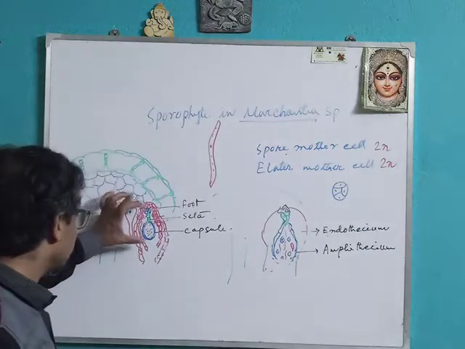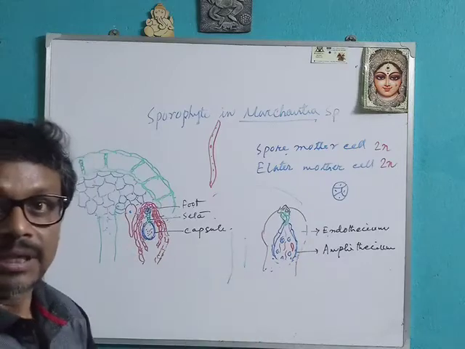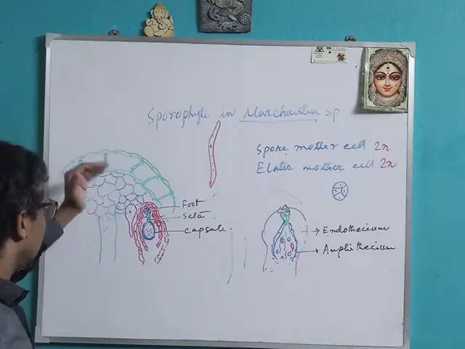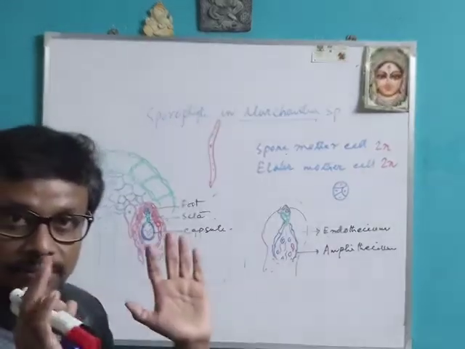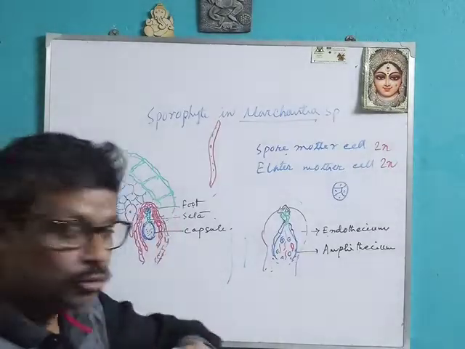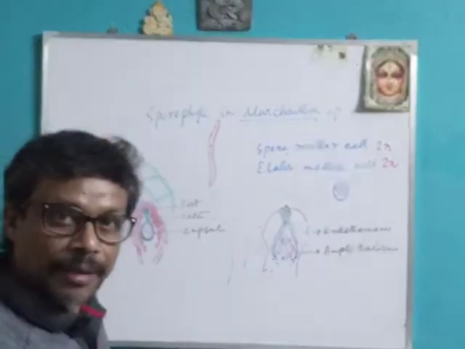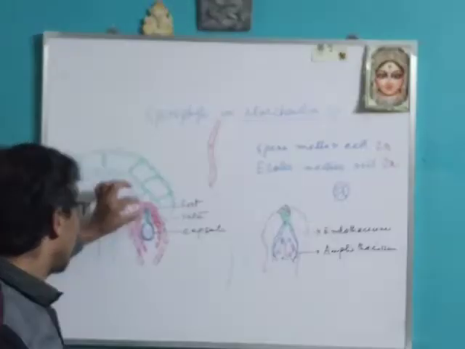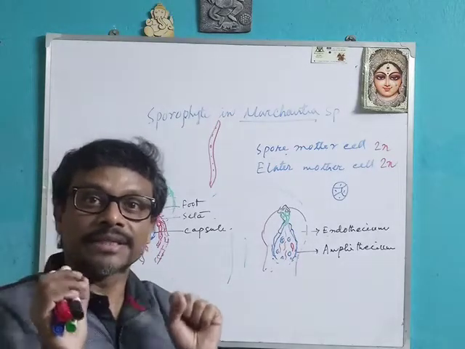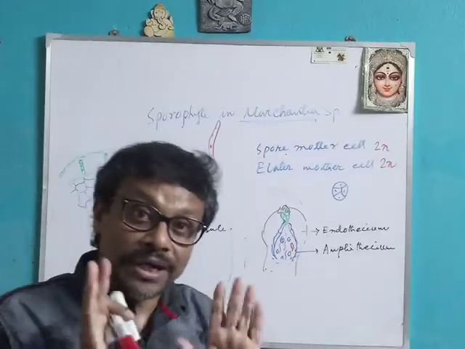The total diploid generation starts with the formation of the zygote, and from the zygote the foot, seta and capsule develop, forming the total sporophytic plant body. So the sporophytic plant body can be differentiated into foot, seta and capsule. The foot helps in anchorage and in drawing nutrition from the gametophytic plant body. The seta is a structure that connects the foot with the capsule, but has a very significant role.